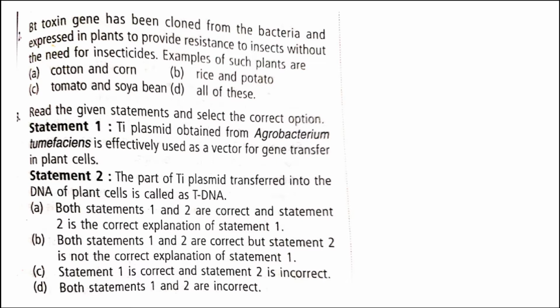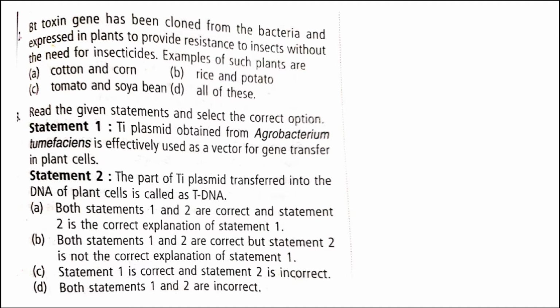All of these. Next. Read the given statements and select the correct option. Statement 1. Ti plasmid obtained from Agrobacterium tumefaciens is effectively used as vector for gene transfer in plant cells. Statement 2. The part of Ti plasmid transferred into the DNA of plant cells is called as tDNA. So which will be the correct answer?